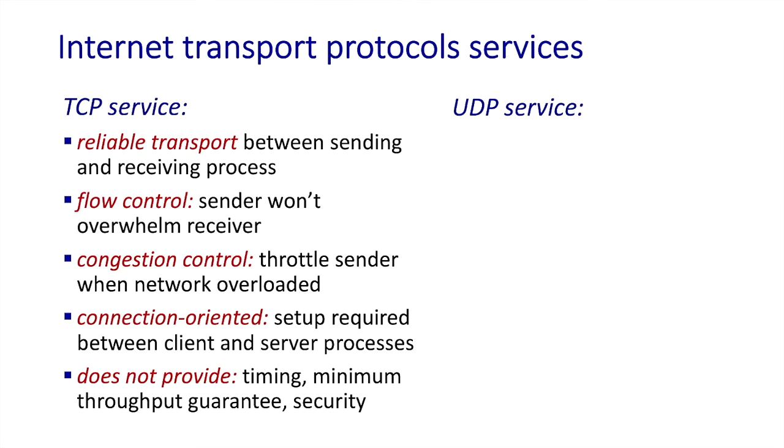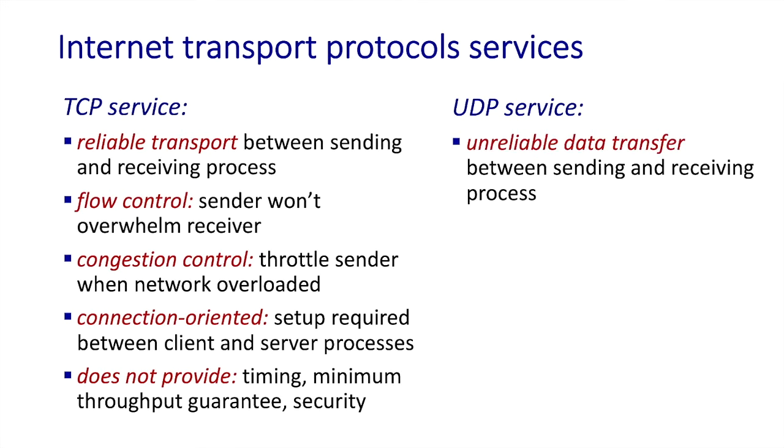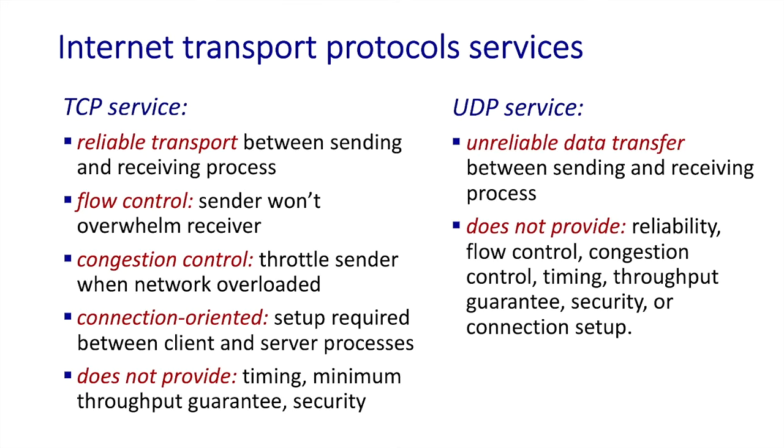Well, the second type of transport service provided by the transport layer provides actually even less than TCP. UDP service provides unreliable data transfer, that is, there are no guarantees made. UDP will make a best effort attempt to deliver data from sender to receiver, but makes no promises about reliability. It also doesn't provide flow control, congestion control, timing, throughput, or security guarantees.